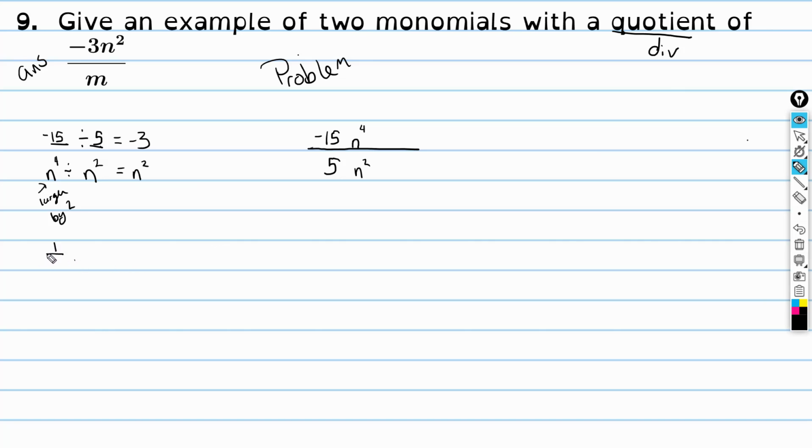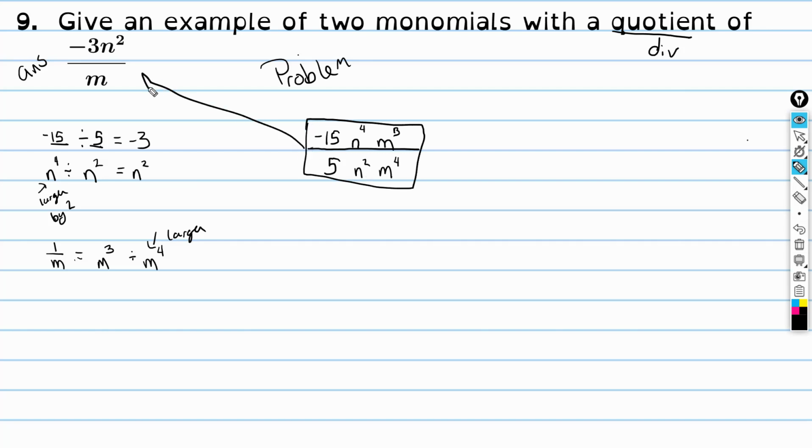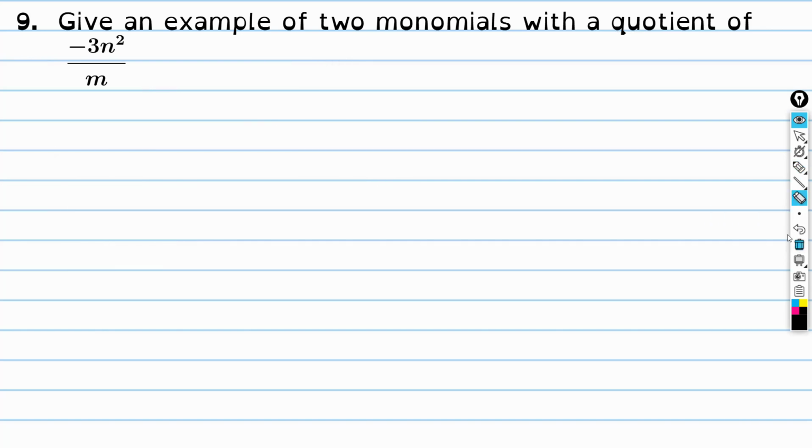I need 1 over m as my result. So that means that I need to have the larger one second. And so I'm going to take m to the third, m to the fourth. If I subtract those, that's going to give me -1, which is here. So m to the third, m to the fourth. That is one example of a problem that we could create that would give us this solution. There are many other ones you could have done. This is just one possible solution.